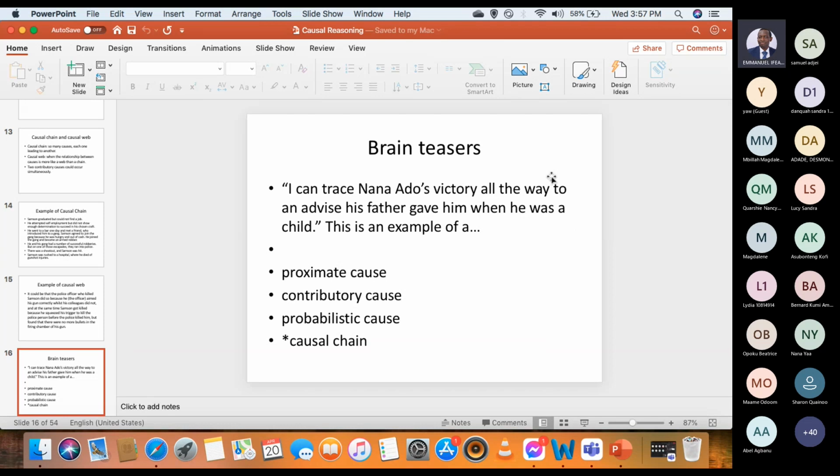Okay, so a little exercise. I can trace Nanado's victory all the way to an advice his father gave him when he was a child. This is an example of a proximate cause, contributory cause, probabilistic cause, causal chain. So you can see the answer, that's causal chain.